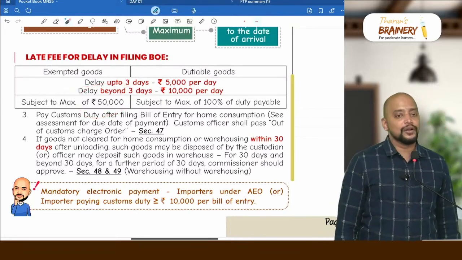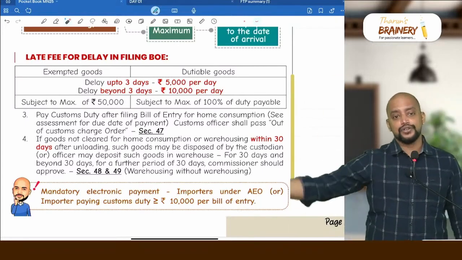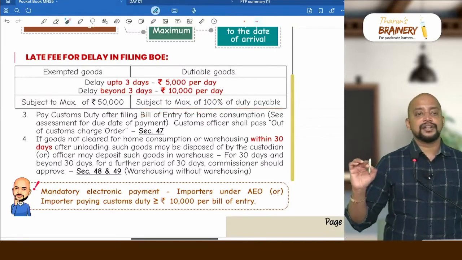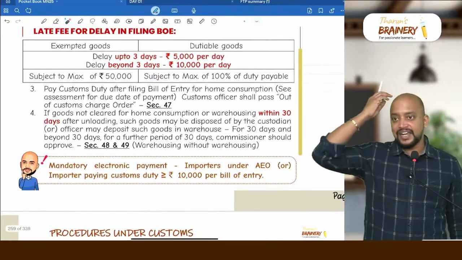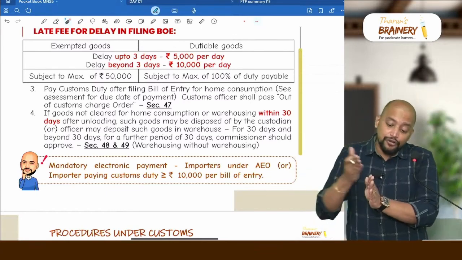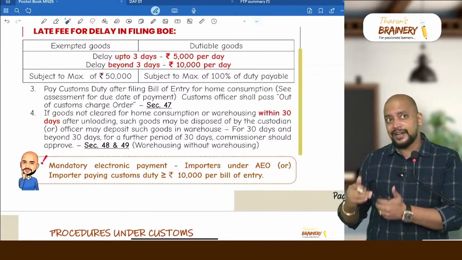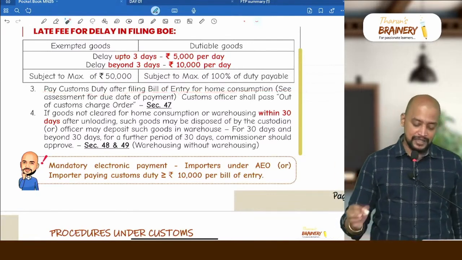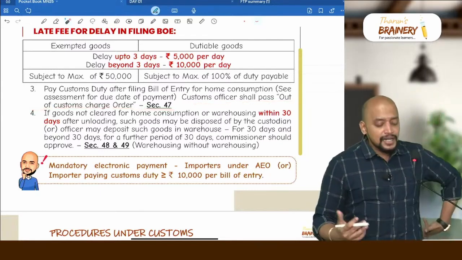What if it is dutiable goods? Either this late fee or 100% of customs duty payable, whichever is lower. So subject to maximum 100% of customs duty payable. And the person in charge will file the details of import manifest, etc. So this person has to file it before arrival of ship, etc. And they have to pay the customs duty after filing bill of entry for home consumption, and the customs officer will pass the order when the customs duty is payable.